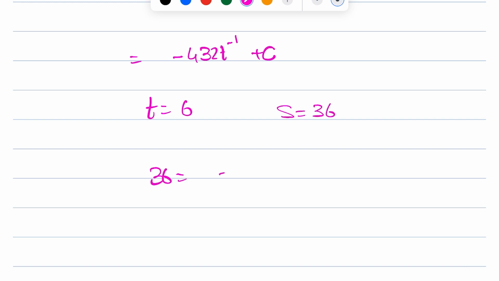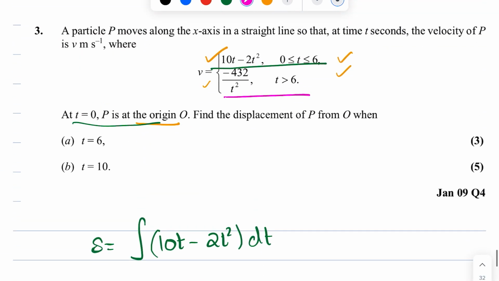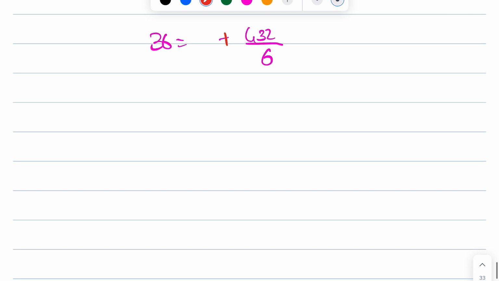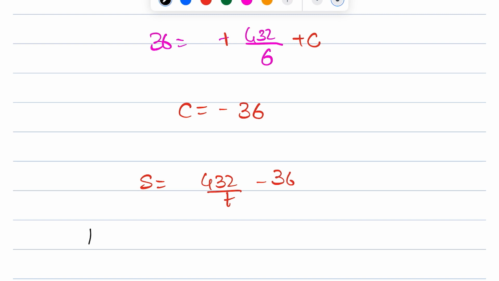So 36 equals negative 432 upon 6, but the equation itself was having a negative, so it becomes positive, plus c. This gives c as negative 36. So the equation of the distance is 432 upon t minus 36. Now t equals how much? t equals 10. So s equals 432 upon 10 minus 36, which is 7.2 meters.